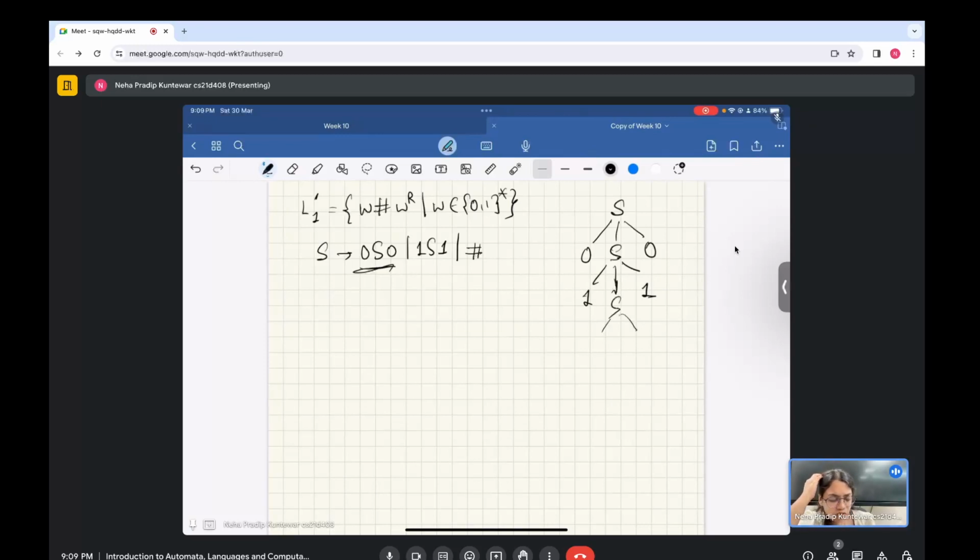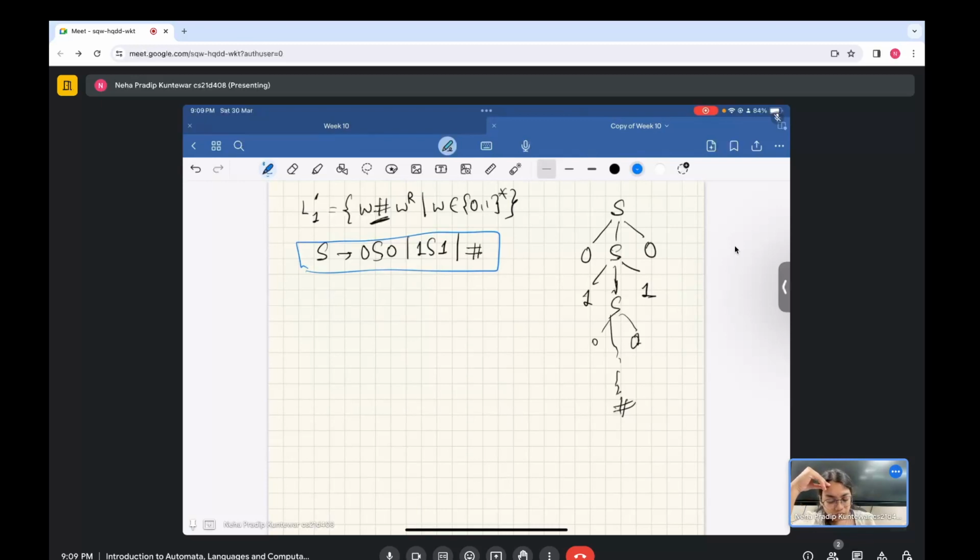This can go on for a while, and finally you want to mark the end of the first string with the sharp. That is because there is a separator between the two strings, so you end with a sharp. That's the whole idea. So this is the grammar for the language L1.